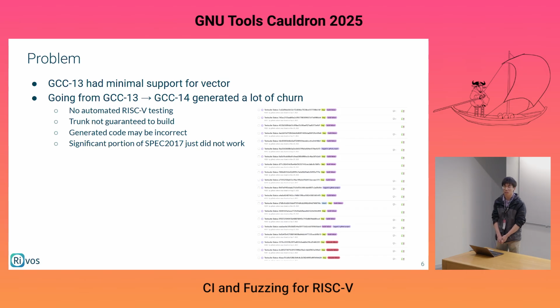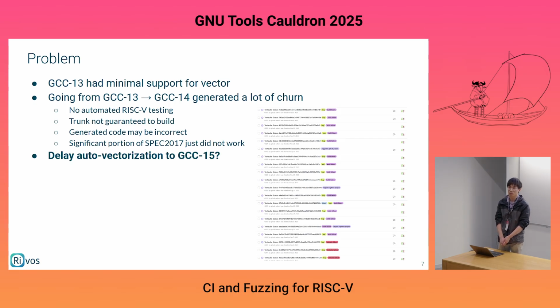But at the time, there wasn't exactly a good automated RISC-V testing infrastructure. And there were periods of time where trunk was not guaranteed to even build. The generated code may not be correct, and there was a significant portion of SPEC 2017 benchmarks which failed to either compile or produce the correct output. And even during that time, there were potential discussions about having to delay the release of auto-vectorization to the 15 branch due to the state of the trunk.